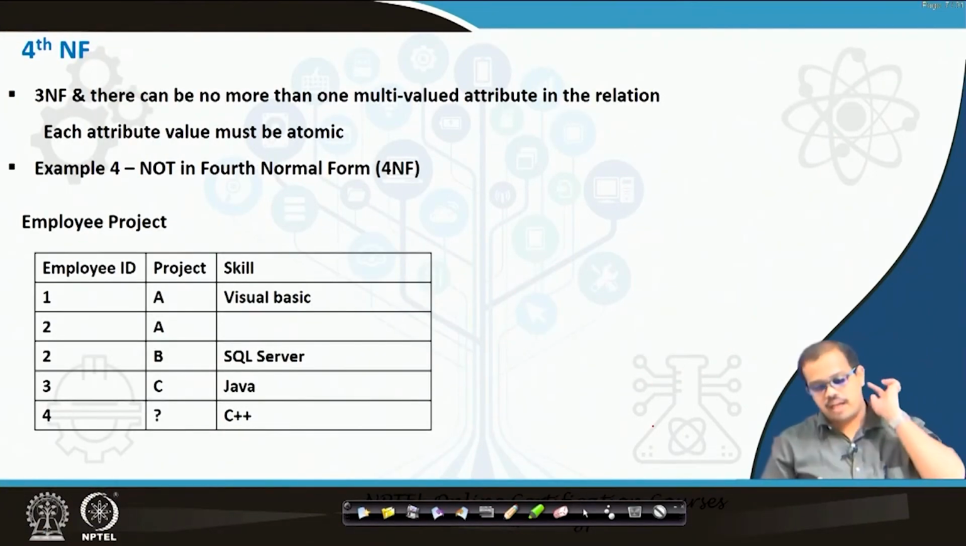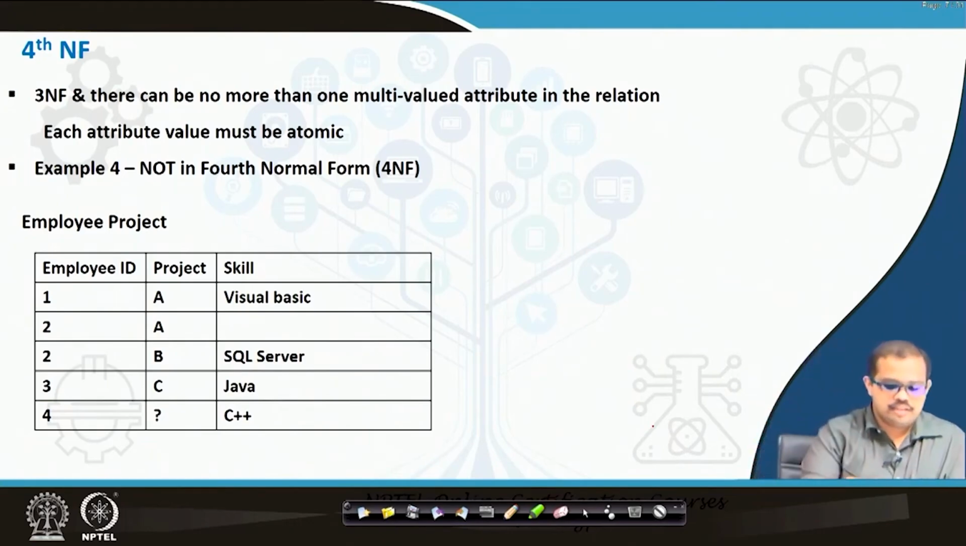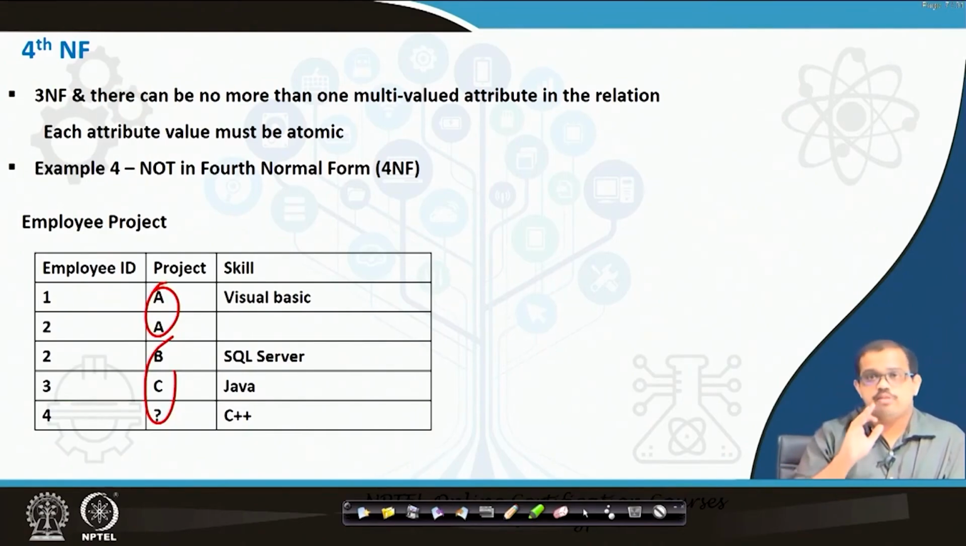For example, if I have some database like this, I have an employee ID which is 1, 2, 2, 3, 4, then I have a project. Okay. There are two different projects running. So, please mind here what the fourth normal form says.